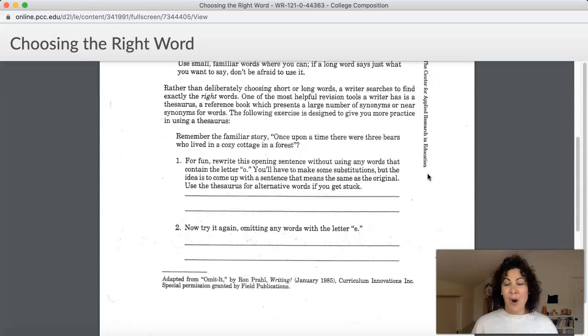The second one's even harder. After you write that first sentence, the second one's asking you to write that same sentence, "Once upon a time, there were three bears who lived in a cozy cottage in a forest," but this time omitting any words with the letter E. I find the second one much harder, and you guys can see my examples in the file that I linked for you.